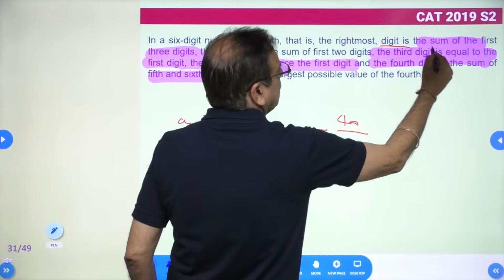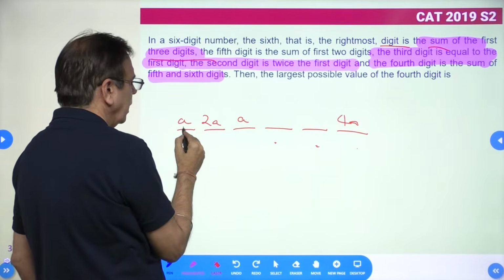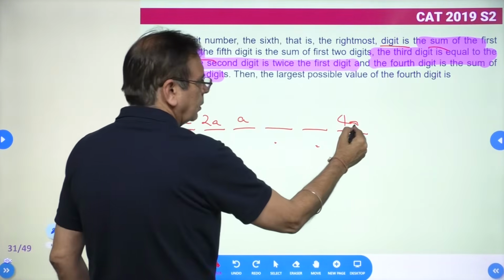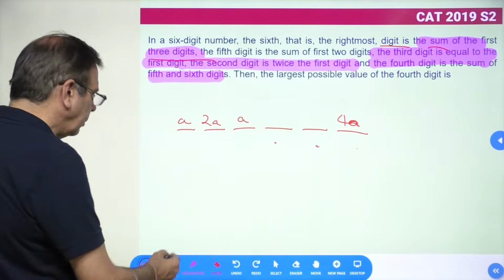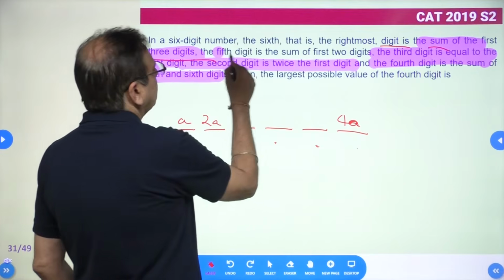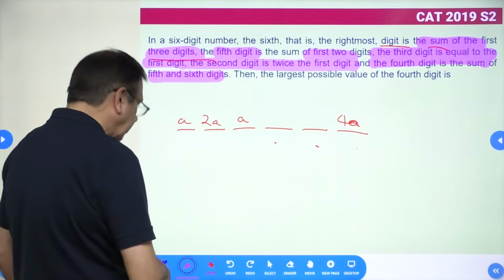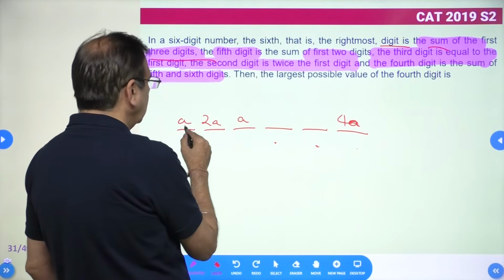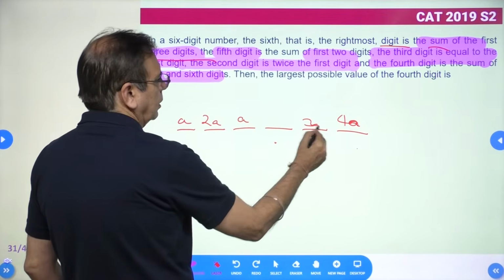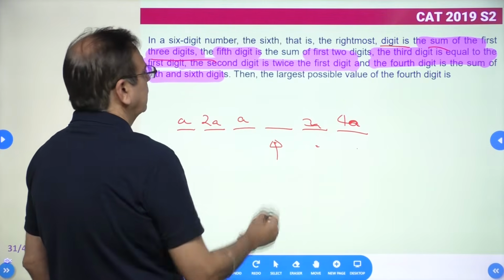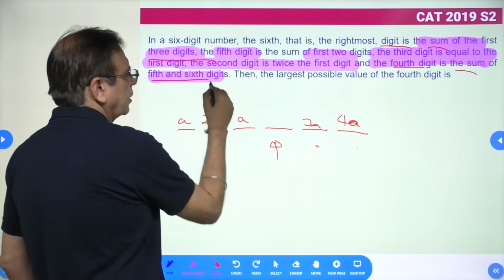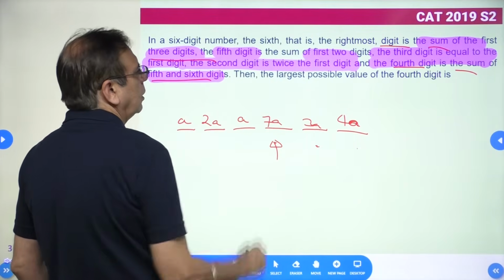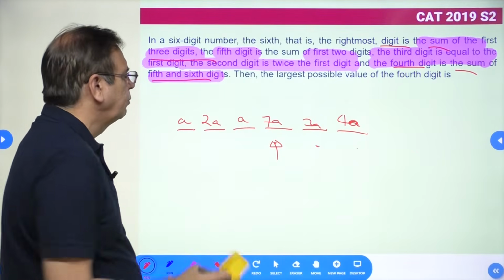The rightmost digit is the sum of the first 3 digits. So A plus 2A plus A, 4A. The 5th digit is the sum of the first 2 digits. So what is the 5th digit equal to? It is A plus 2A, 3A. Now what are we left with? The 4th digit. And it said the 4th digit is the sum of the 5th and 6th digit. It is 7A.